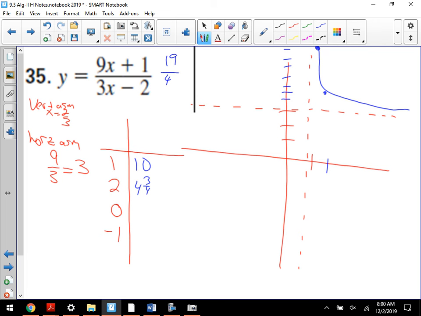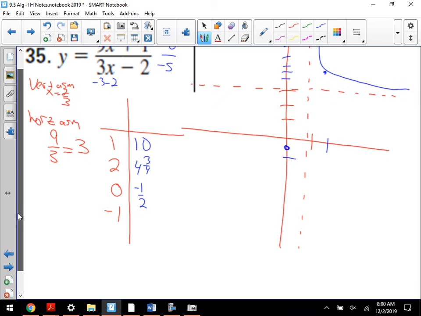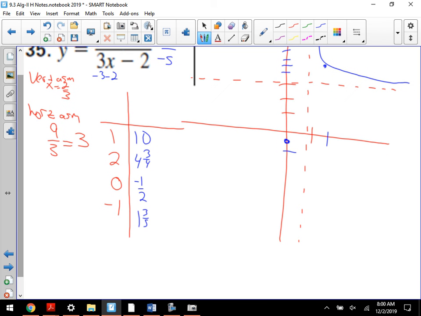At 0, it's really easy. At -1/2. And then at -1, -9 plus 1 is -8. -3 minus 2 is -5. So that's 8/5, which is 1 3/5. So it's giving this appearance here, which is good. That one should be higher than the one at 0, because they have to be mirrored images of one another to make it work. Then we go from there.